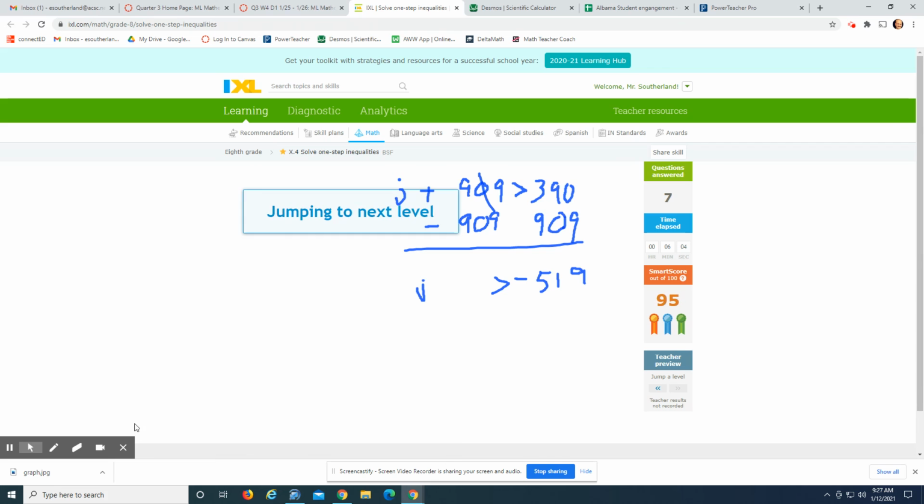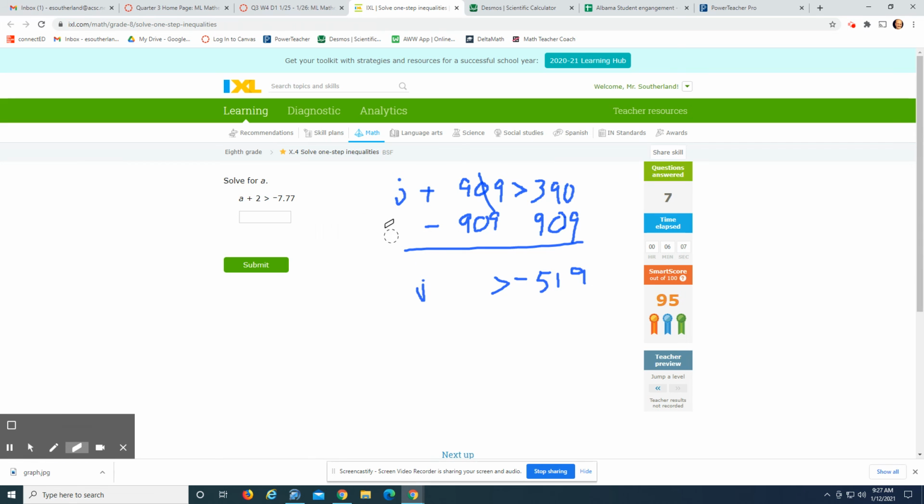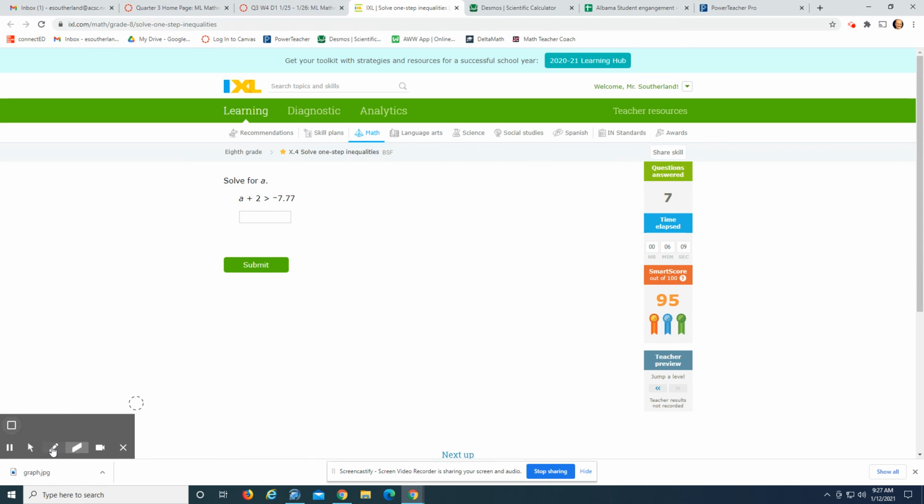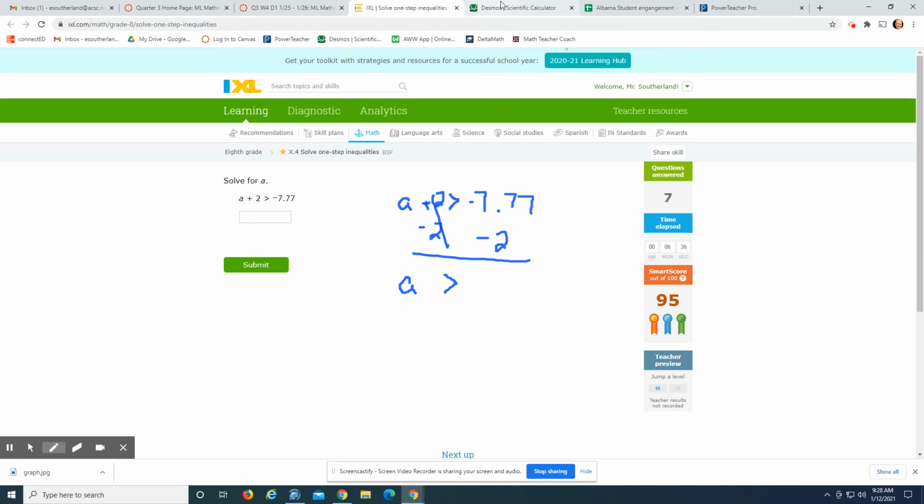We'll skip to the next one. And suddenly you're like, oh, well, now it's got decimals. Well, it's still the same thing. A plus 2 is greater than negative 7.77. Again, you're going to subtract 2 on both sides. A is going to drop down. The 2's will cancel. The sign stays the same. And then just use a calculator.